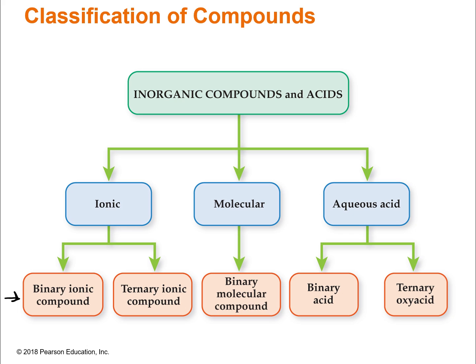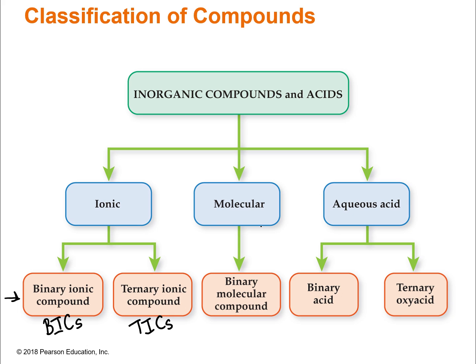So here we go. For ionic compounds, there's binary ionic compounds. So that's BIC or BICs. Ternary ionic compounds, TICs. So those are the 2 ionic compound classes we're going to cover.